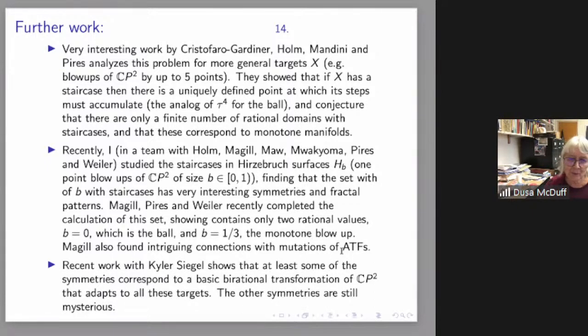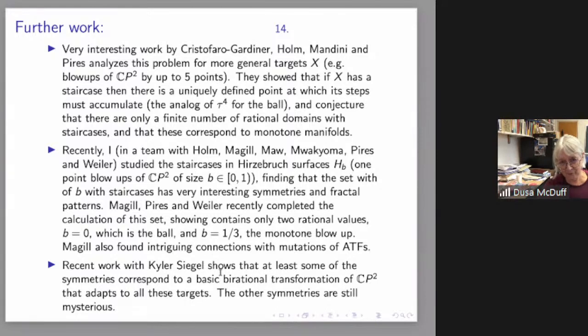And very recently, I've been working with Kyla Siegel, trying to understand the symmetries that we find. I haven't really been able to explain what they look like, because you only see them in a family situation. If the target is a ball, you don't see the symmetries. Only when you look at the ball as part of this whole family of Hirzebruch surfaces do you see the symmetries. And at least some of them correspond to a very basic birational transformation of CP2 that actually adapts when you take CP2 blown up at more general points.